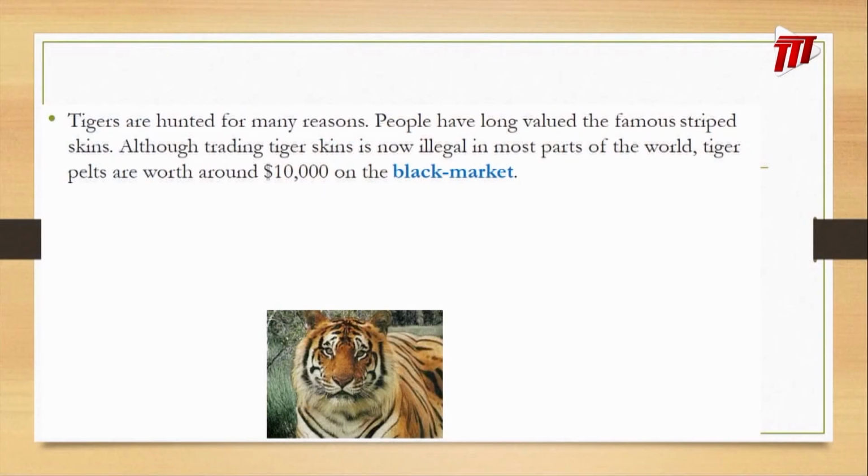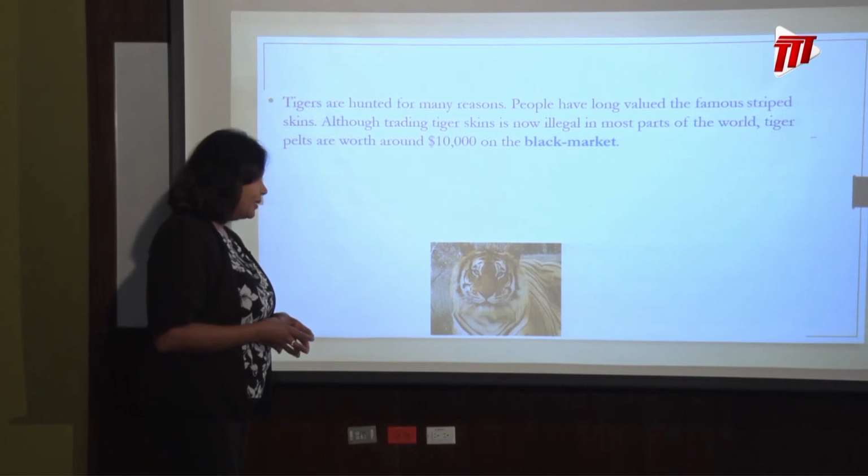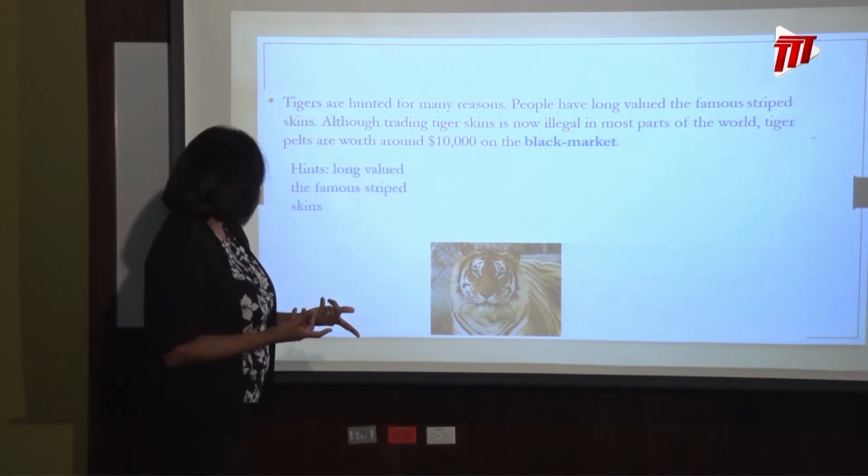Tigers are hunted for many reasons. People have long valued the famous striped skins. Although trading tiger skins is now illegal in most parts of the world, tiger pelts are worth around $10,000 on the black market. What's the meaning of the word black market, or the expression?